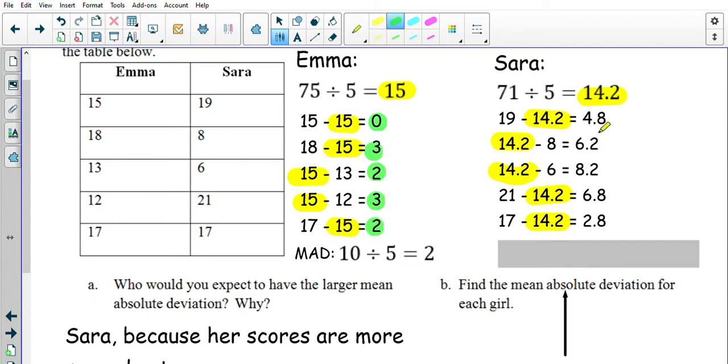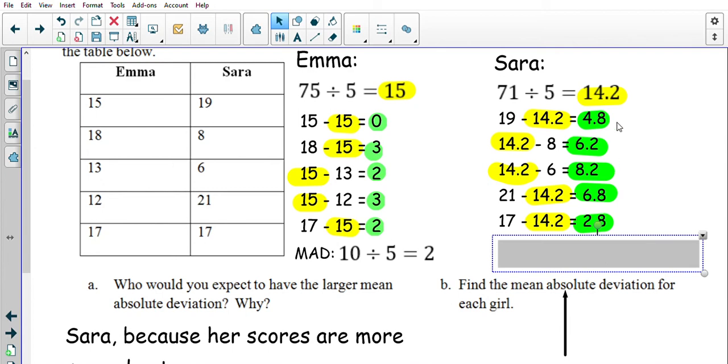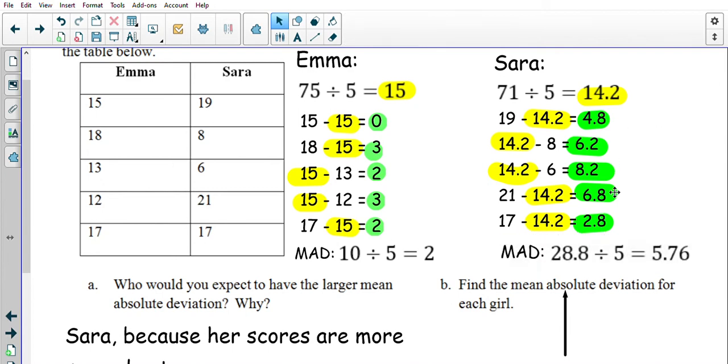So the differences between our mean and each number in the set, I will highlight in green. We'll find the sum of those numbers, and feel free to pause the video at any time and do that on your own. So we'll go ahead and add those up to get a sum of 28.8. It doesn't always work out really nicely. Divide by 5, since we again have 5 green highlighted values, and we're going to divide by the same number we did for the mean. We're going to get a mean absolute deviation of 5.76. So on average, Sarah's scores differ by about 6 points from the mean.